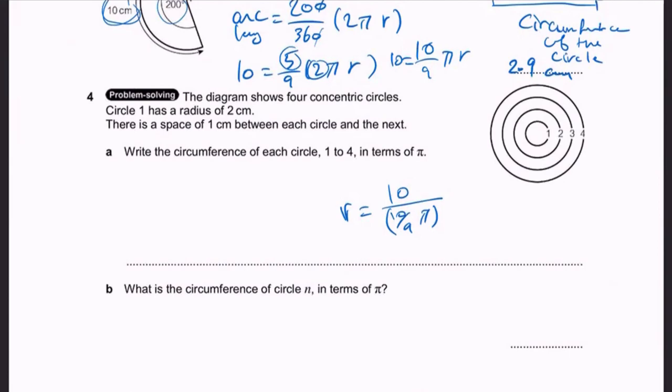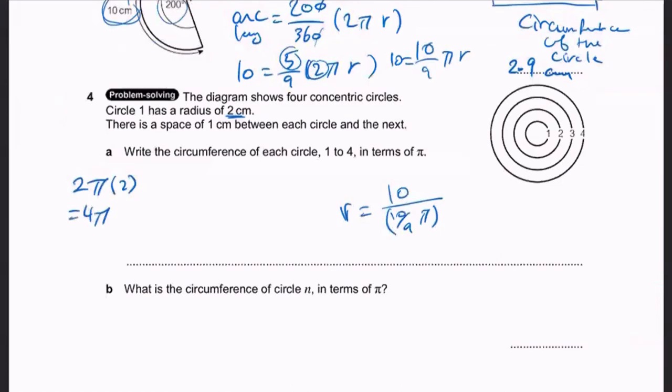طيب أول واحدة الراديوس بتاعها كام يا ولاد؟ قال لي 2 سنتيمتر، يبقى الصغير the smallest one have a circumference of 2 times pi times 2. 2 pi times 2 صح؟ يعني equals 4 pi.